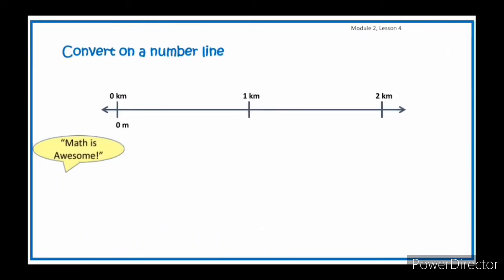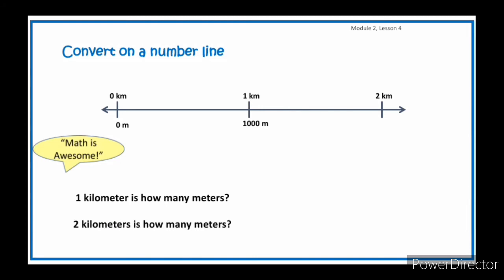Okay, let's convert on a number line. I have 0 kilometer, 1 kilometer, 2 kilometers. Now I want to convert. So 1 kilometer is how many meters? Of course, you already know that. It's what? 1,000 meters. And 2 kilometers is what? Great. It's correct. 2,000 meters.